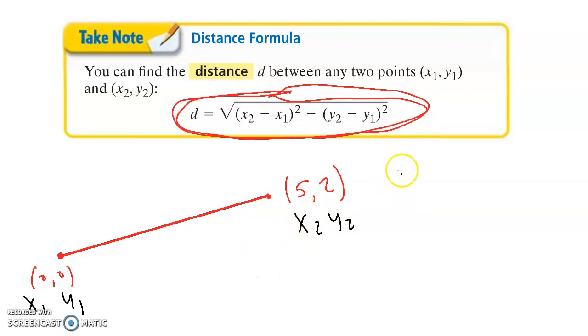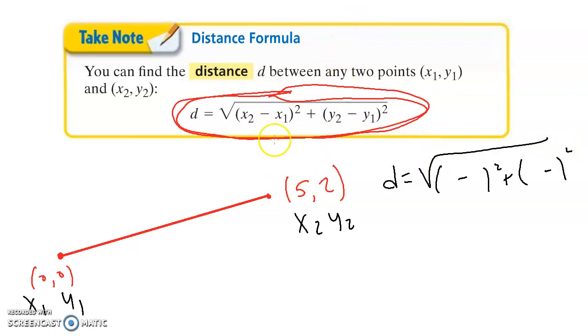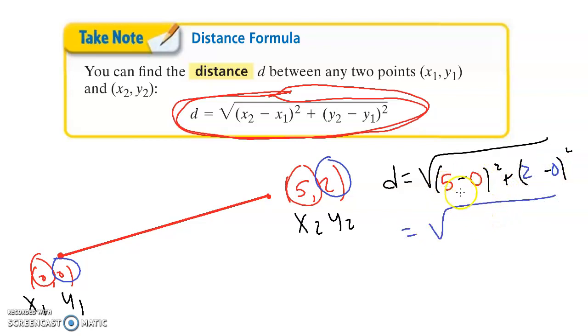And all we're going to do is plug into our equation. Whenever we plug into equations, I prefer that you start with everything blank and then fill in the numbers as you go along, following the order of operations. So x2 minus x1 is 5 minus 0, plus y2 minus y1 squared. y2 is 2, and y1 is 0. I'll settle the parentheses first.